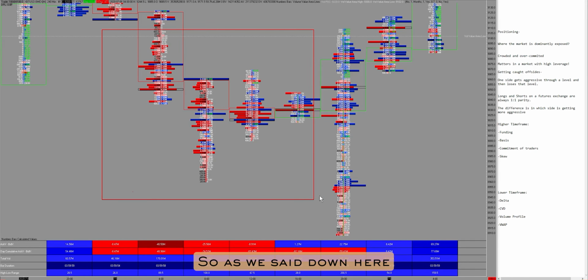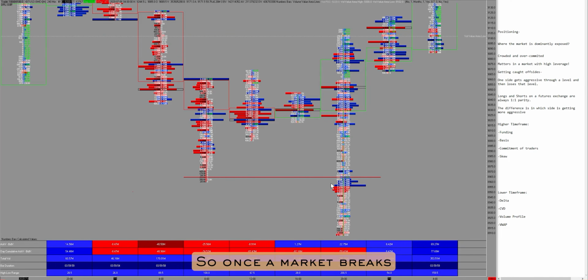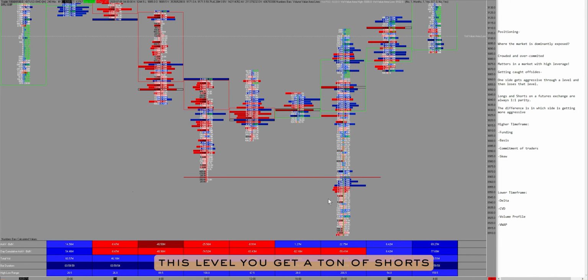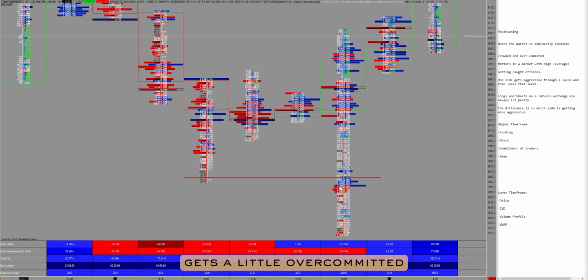Right? So as we said down here, when the market breaks this level, it's a little bit obvious that this level was used as that trigger point. So once the market breaks this level, you get a ton of shorts committing through this low, all right? And what we look for is the evidence that one side gets a little overcommitted and then gets trapped offside, which means in this case that after all of this aggression into the low, the market is able to trade back above.